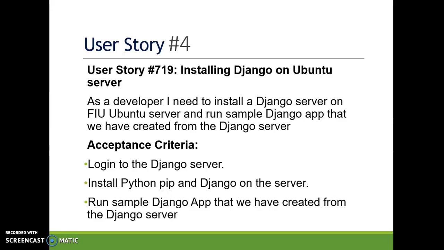So user story 4. We're installing Django on the Ubuntu server. I need to install Django on the FIU Ubuntu server and run the sample Django app that we have created from the Django server. The acceptance criteria is logging into the Django server, installing Python pip and Django on the server, and running the sample Django app that we have created from the Django server.